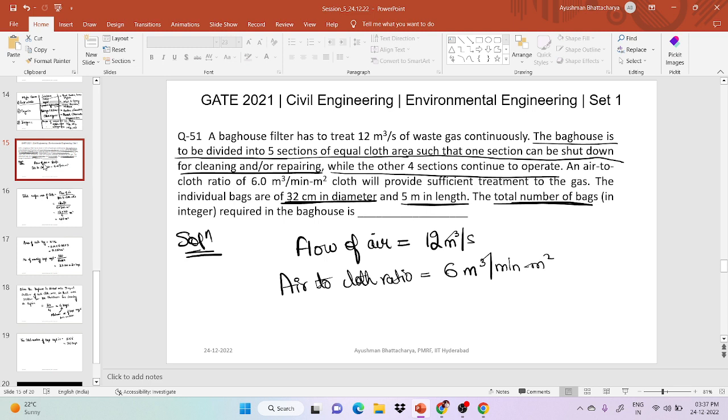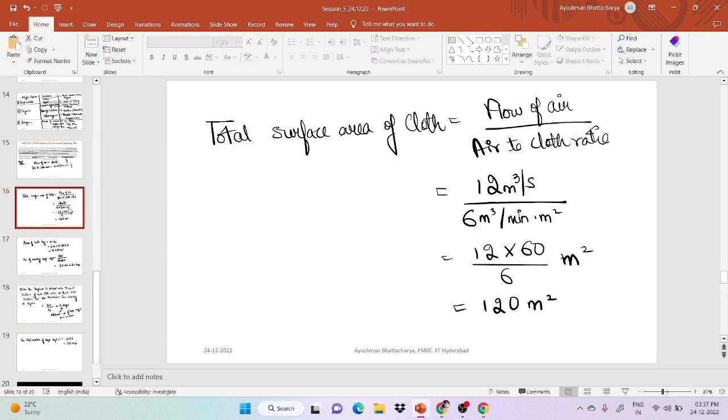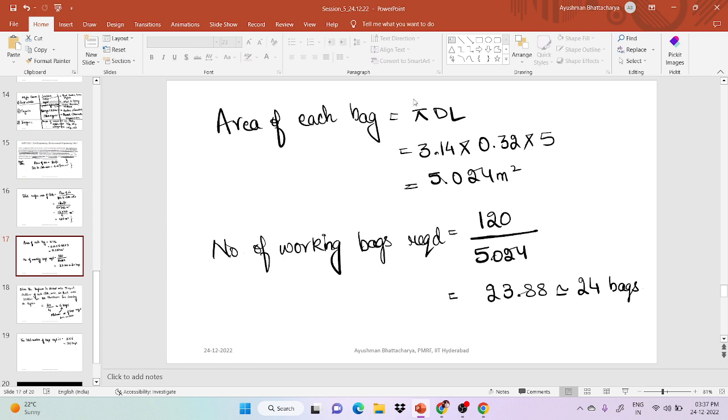So basically in this question the flow of the air is 12 meter cube per second and air to cloth ratio is 6 meter cube per minute per meter square. So from there we calculated the total surface area of the cloth. So we got 12 divided by 6. Since this was in minutes, we have to convert into seconds, so we multiplied the numerator by 60. So now the total surface area of the cloth came out to be 120 meter square. Now the dimension of each bag is given, so we calculated the area of each bag. So it is 5.024 meter square.